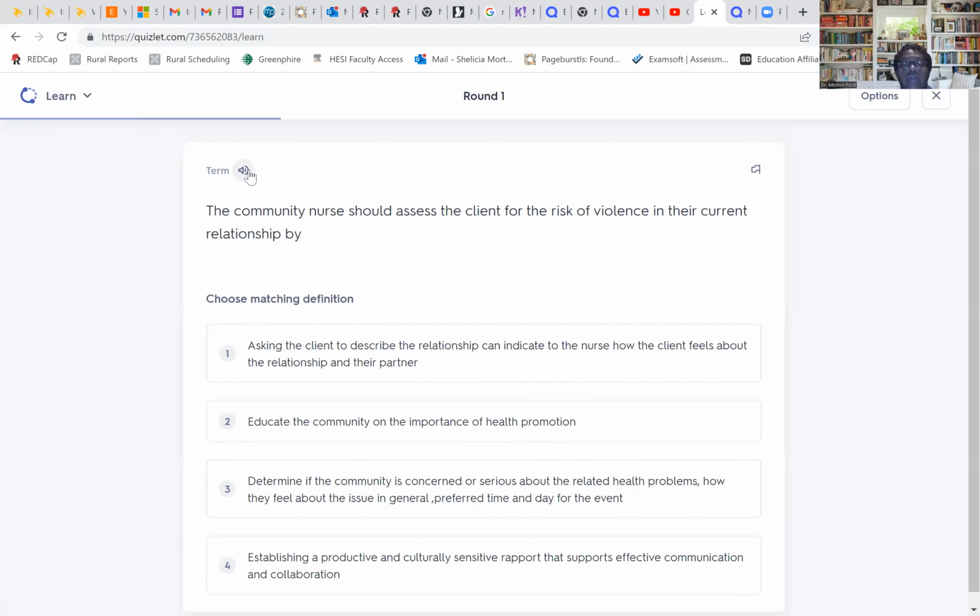The community nurse should assess the client for the risk of violence in their current relationship by asking the client to describe their current relationship. How do they feel about their partner?